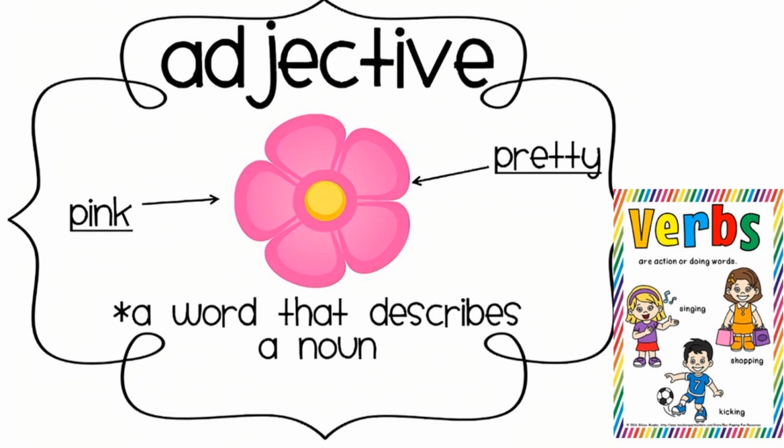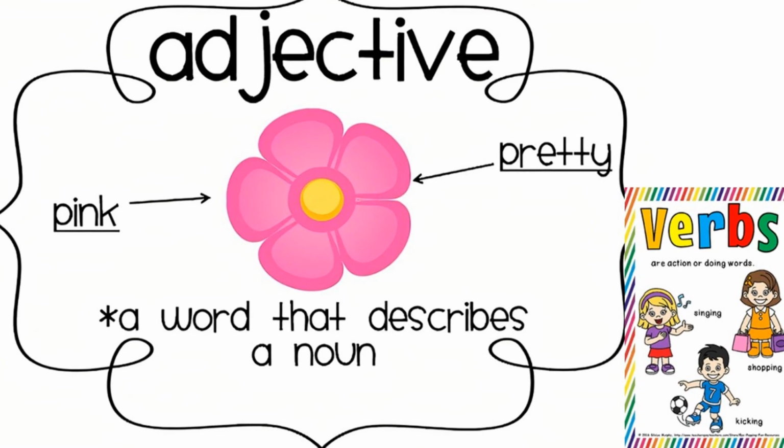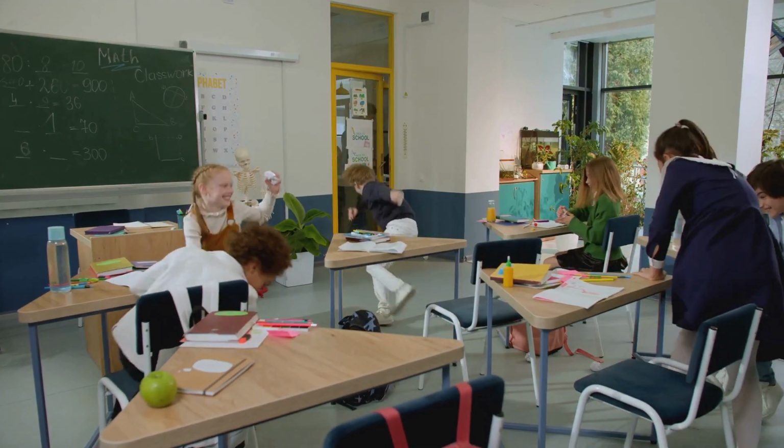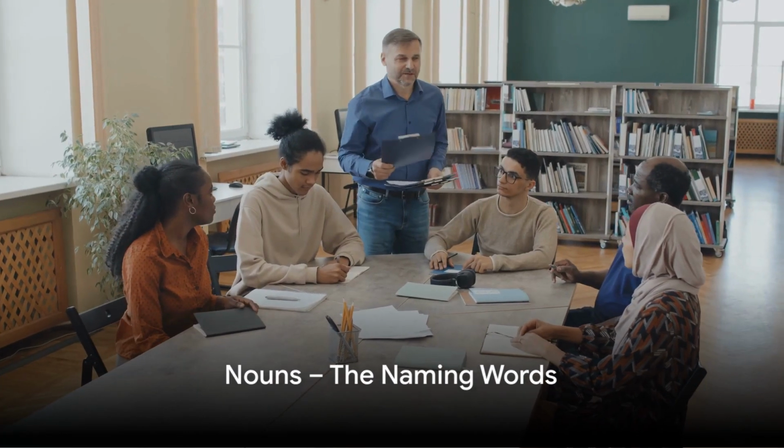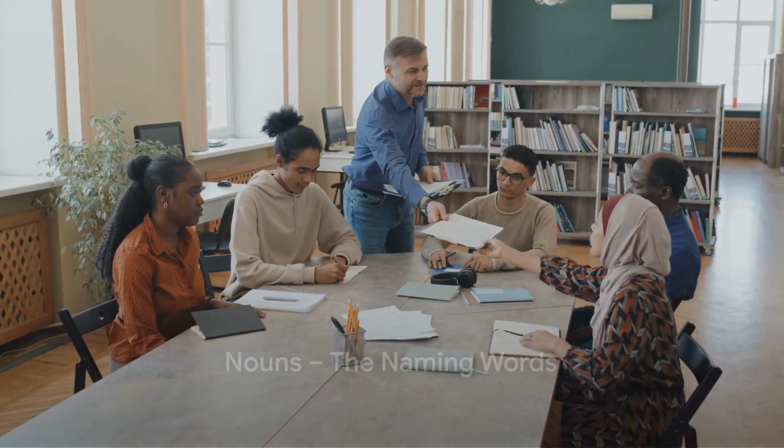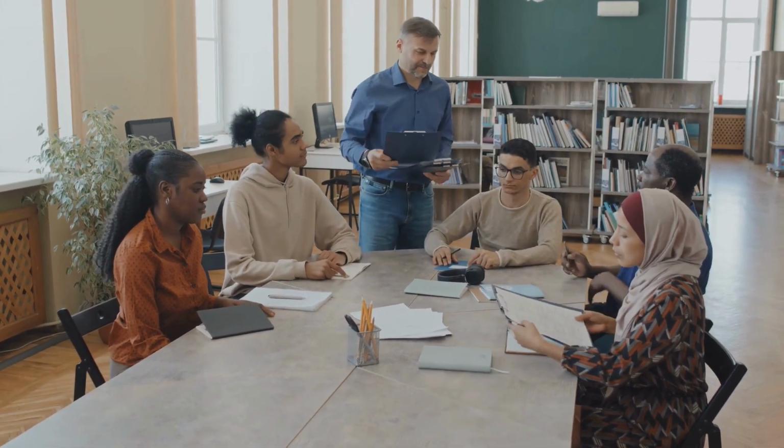From nouns to verbs, adjectives to adverbs, each plays a unique role in the structure of our language. So buckle up as we dive into the fascinating world of English parts of speech. First up, we have nouns, the name givers of our language. Nouns are the words that name a person, place, concept, or object. If you can point at it, think about it, or talk about it, it's likely a noun.